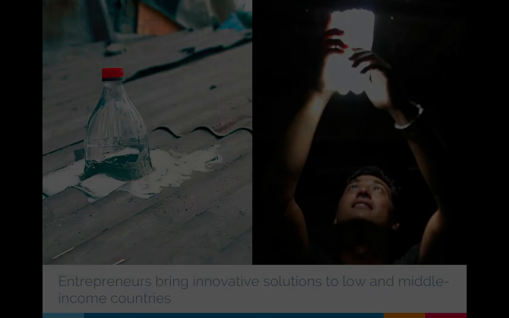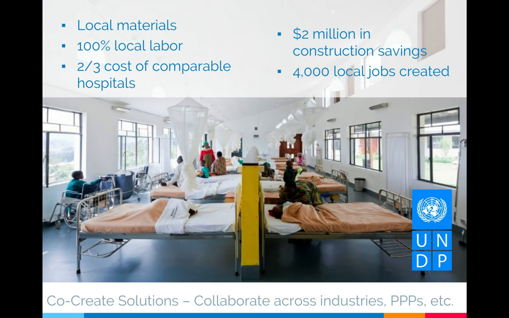We then have this example from Rwanda, where an architecture firm, Partners in Health, which is a public health nonprofit, and the Rwandan Ministry of Health partnered to design and build a state-of-the-art hospital in Rwanda tailored to the people's needs. It was made with local materials and 100% local labor at 2/3 the cost, saving not only $2 million in construction fees, but also providing over 4,000 jobs.